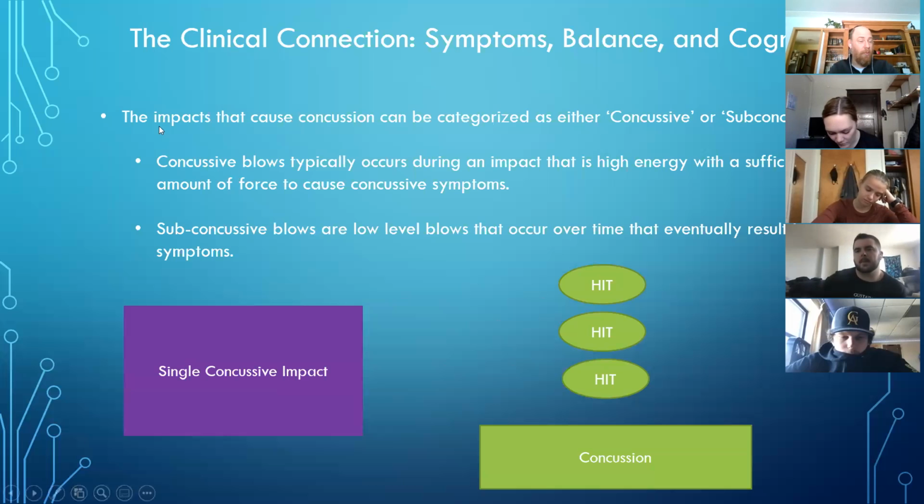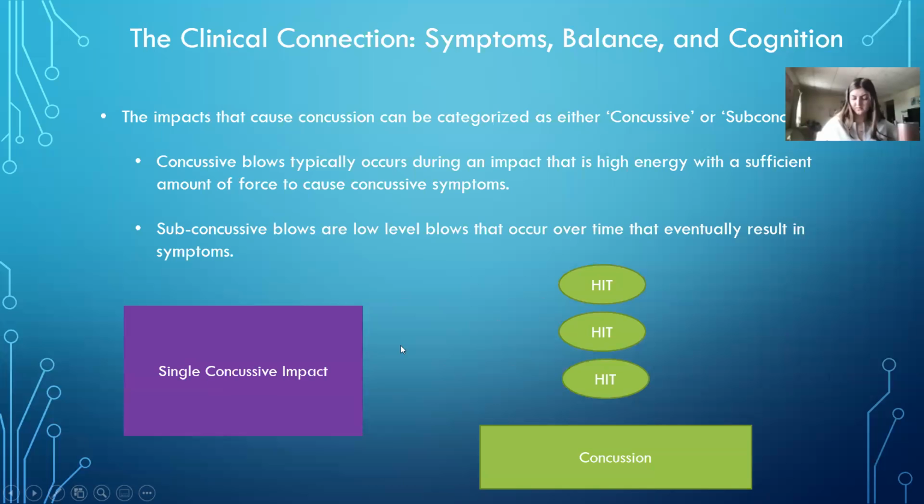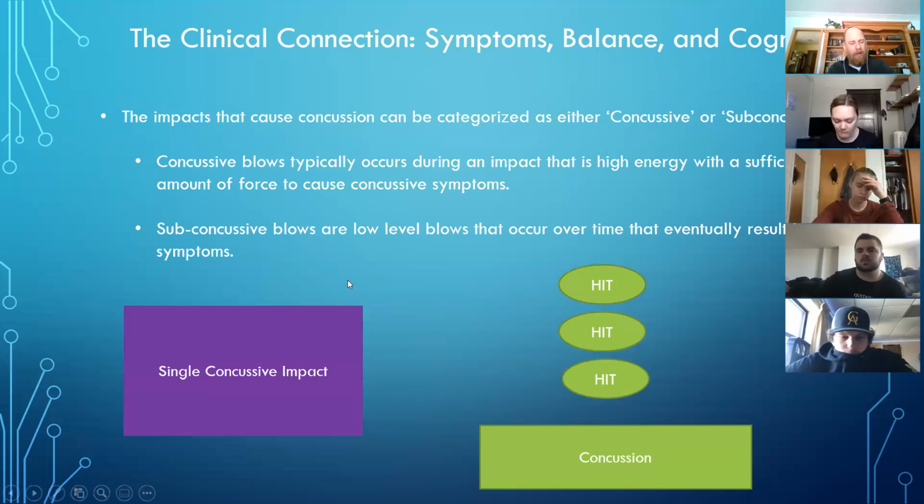Obviously, comparatively, if we compare that to one high energy blow that causes symptoms, that is a concussive impact, as opposed to what Josh told us. He took maybe 20 impacts that day at practice that were relatively low level, but those ultimately resulted in symptoms. So that's the difference between a concussive blow and a subconcussive blow. Does that make sense? Okay, perfect. I want to make sure we were driving that point home.